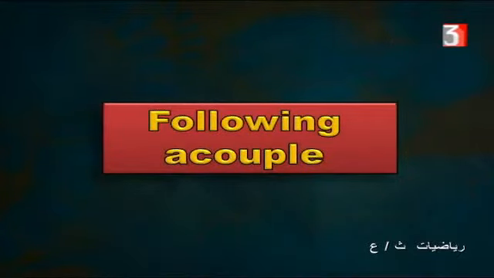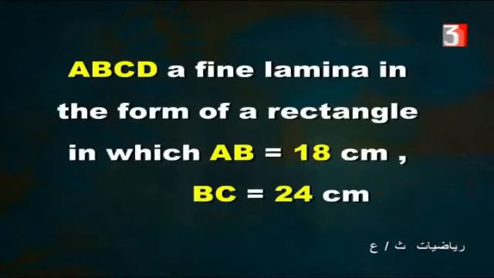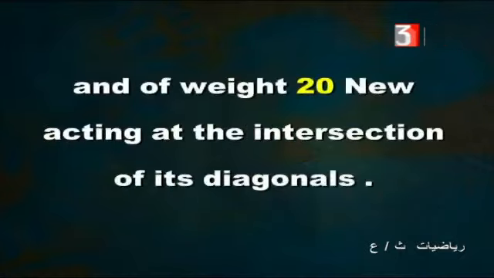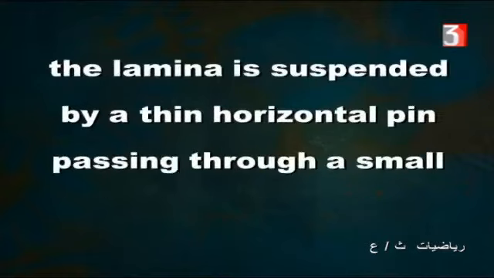Look at, my dear student, the following couple. Example: ABCD is a fine lamina in the form of a rectangle in which AB equals 18 centimeter, BC equals 24 centimeter, and of weight 20 Newton, acting at the intersection of its diagonals.